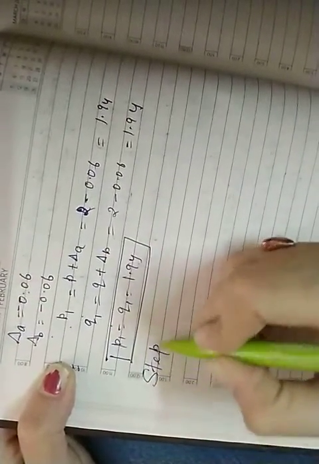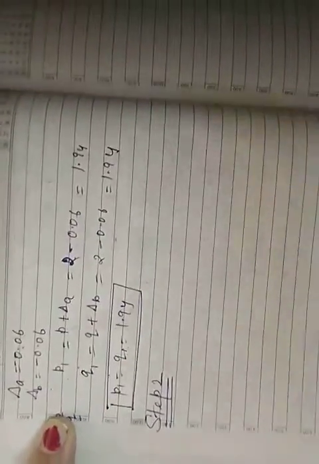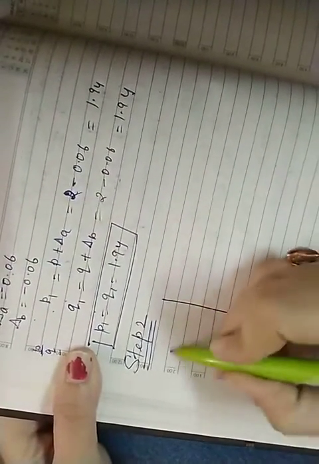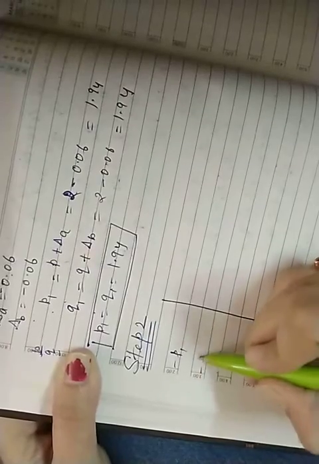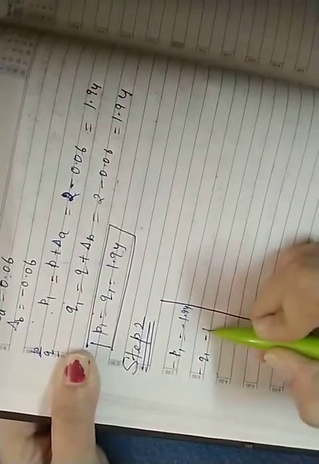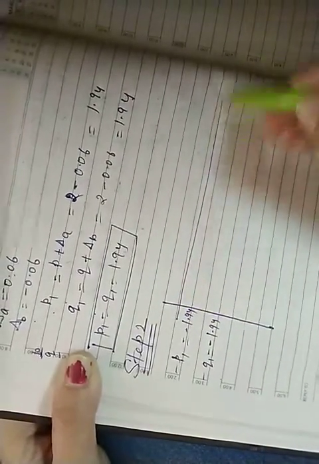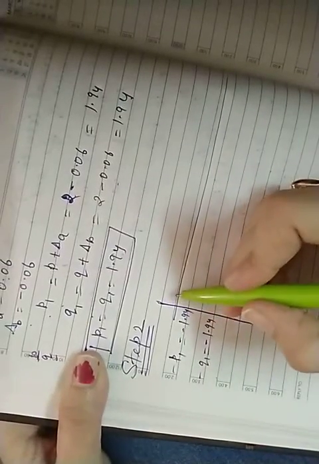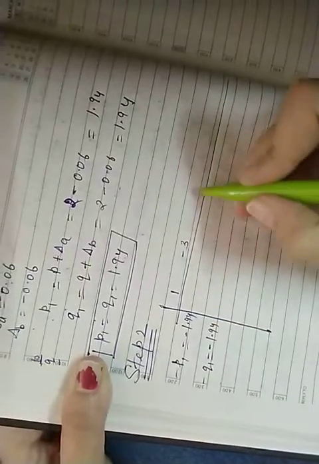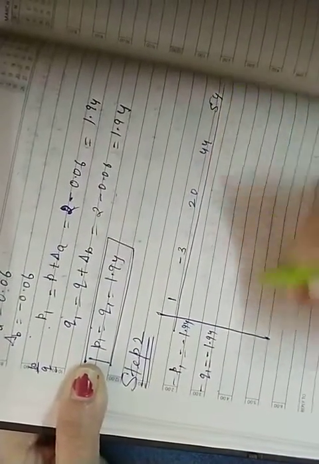Now we have to use this value to find the next step. Using the same method, in the second step, you just take the value of P1 and Q1 in place of P and Q, right? Here you can write 1.94 and 1.94, and the same process: you write the coefficients of the given equation, that is 1, minus 3, 20, 44 and 54.